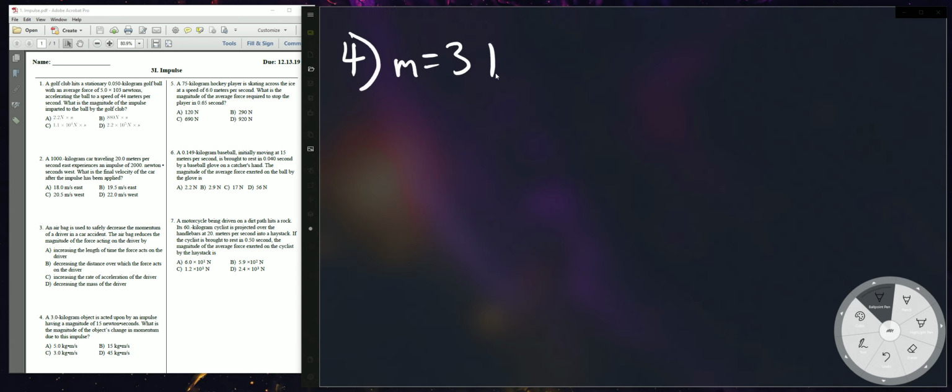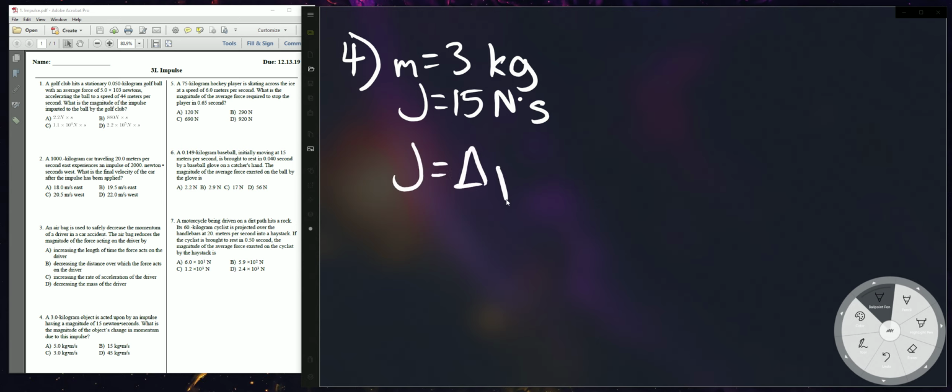Mass is 3 kg. A 3 kg object is acted upon by an impulse having a magnitude of 15 newton-seconds, so your impulse is 15 N·s. What is the magnitude of the object's change in momentum due to this impulse?